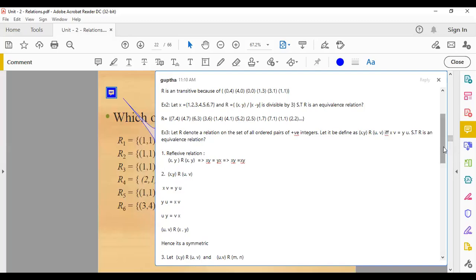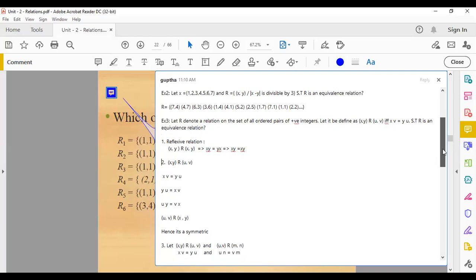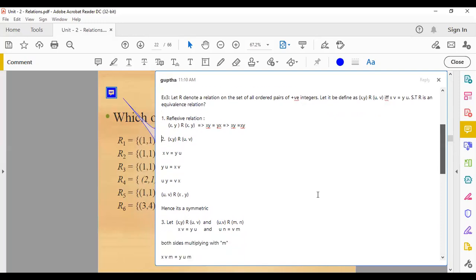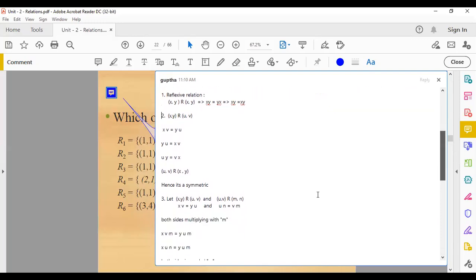And then we want to prove it is a symmetric relation. That means, if (x, y) is related to (u, v), we want to show that (u, v) is related to (x, y). This is the way we take it, guys. Hence we make it symmetric. And for transitive, I applied it on both sides.